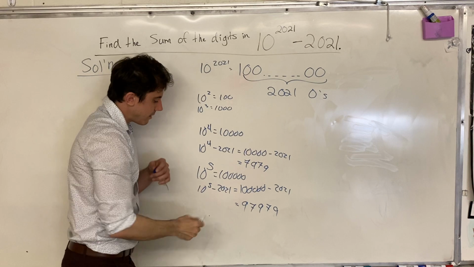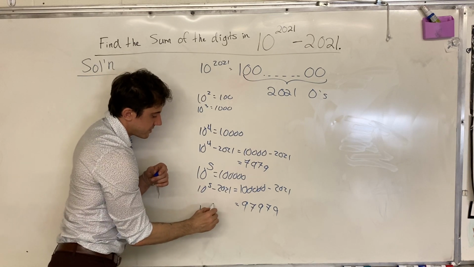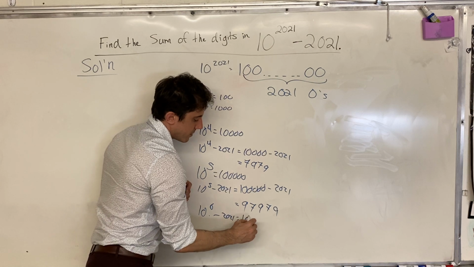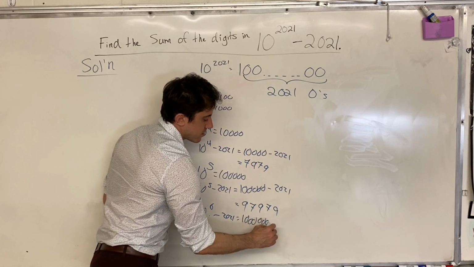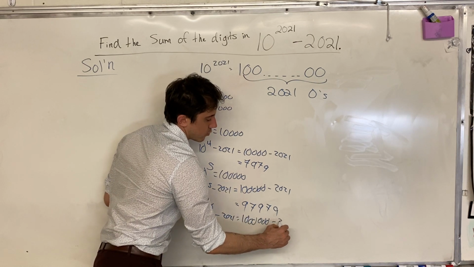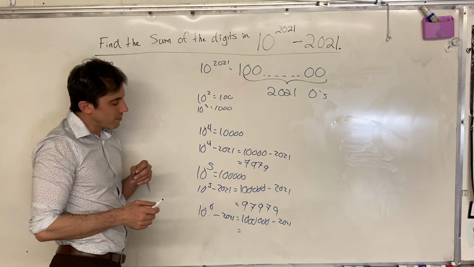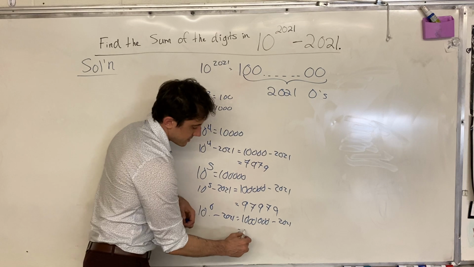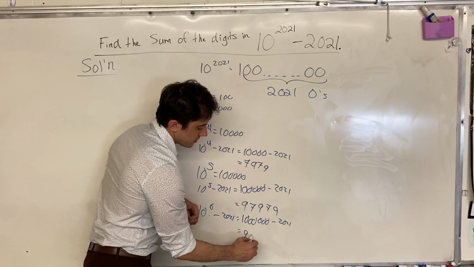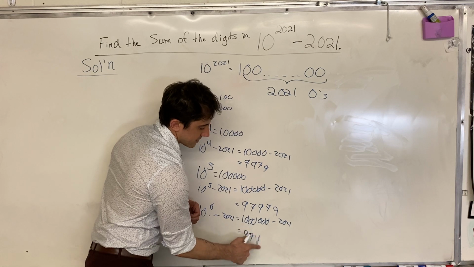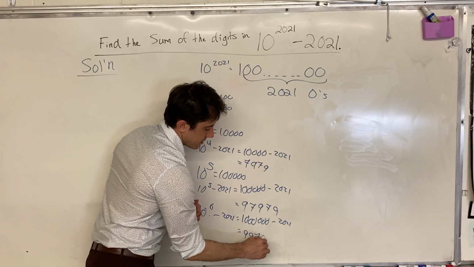Now let's look at the next. Let's see, we have 10 to the power 6 minus 2021. Well, that's 1 million minus 2021. And so what we'll have now is 997,979. That should be a 9, terribly wrong.